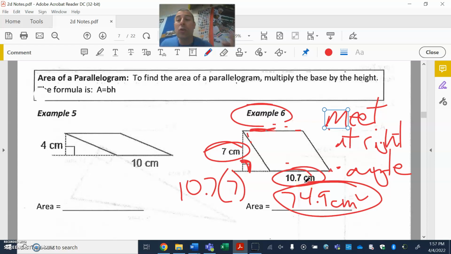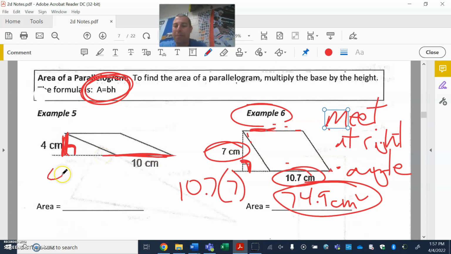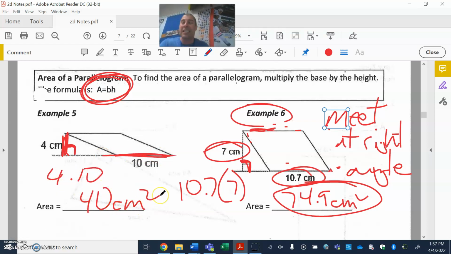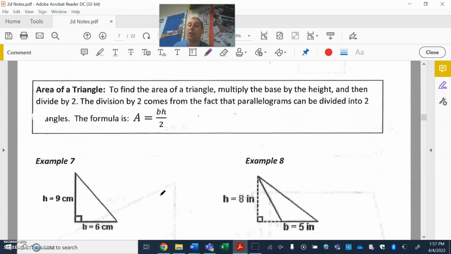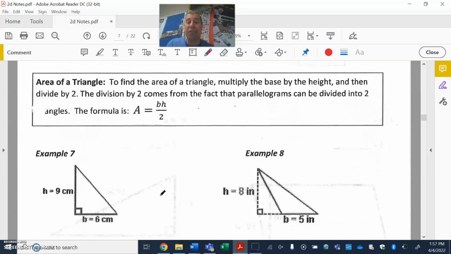So again, you're looking for that right angle symbol because that'll help you out with it. We could cut it and move it, but what we start to find out here is we've got this formula. Look for the right angle symbol. The right angle symbol will always touch the base and the height. So there's the 4, connects with this line, so there's my 10. So 4 times 10, hello, 40. So 40 centimeters squared.